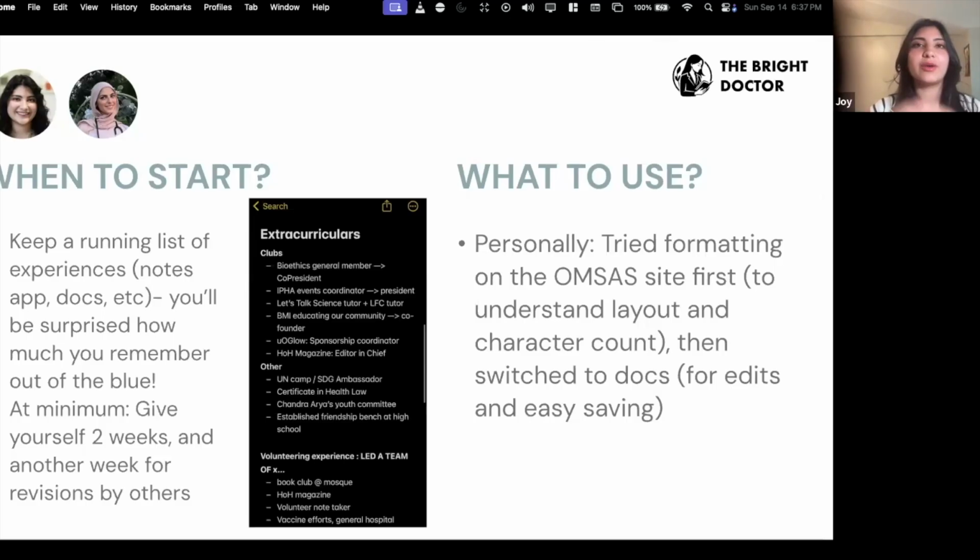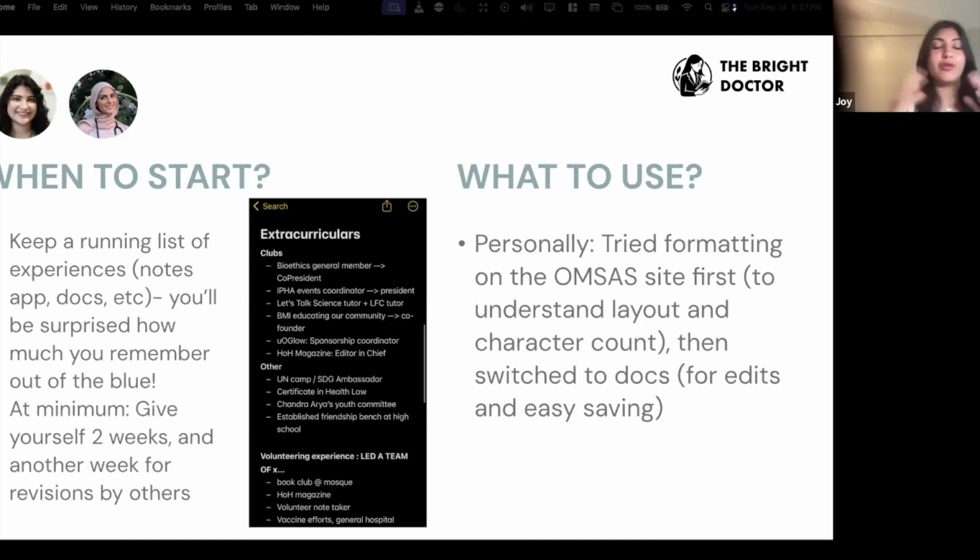Okay, so in terms of when to start with the ABS, or how to start with the ABS, I would say that the first thing is to keep a running list of all your experiences. I actually did this starting from my first year of undergrad, and it doesn't have to be formal experiences. It could be any kind of experience that has shaped you in any way, shape, or form, or has impacted you, whether positively or negatively.